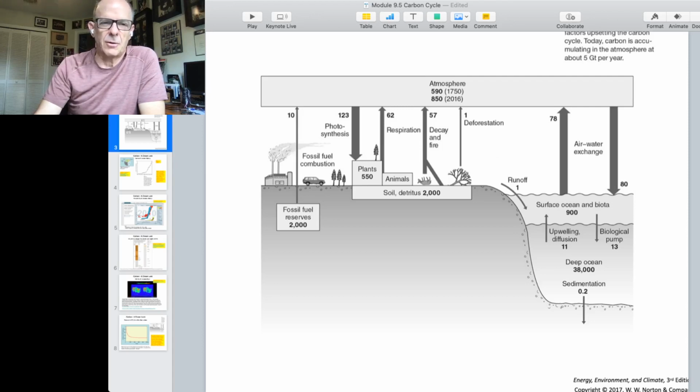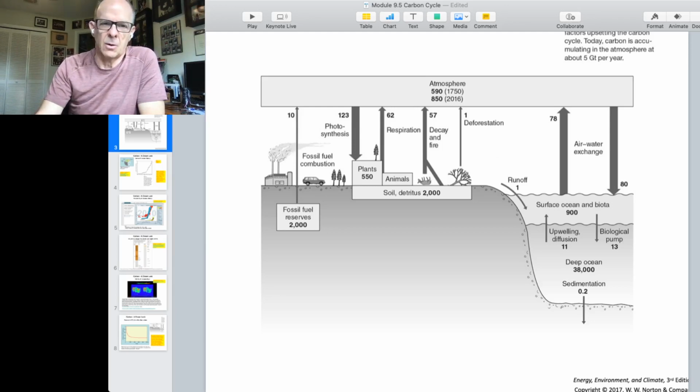If it's on the surface and it decays, microbes process that dead plant and animal life and exhale it back into the atmosphere. Fires and deforestation put a combined 57 plus 1, or 58 gigatons per year back into the atmosphere. So that takes care of these cycles on the left. Some carbon gets carried into the ocean with rivers. That's the runoff arrow.